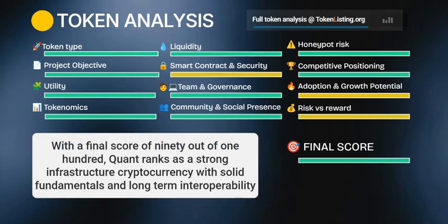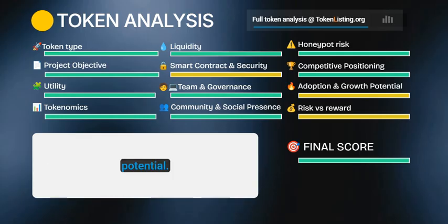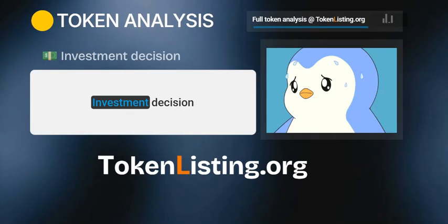Final score, promising. With a final score of 90 out of 100, Quant ranks as a strong infrastructure cryptocurrency with solid fundamentals and long-term interoperability potential.